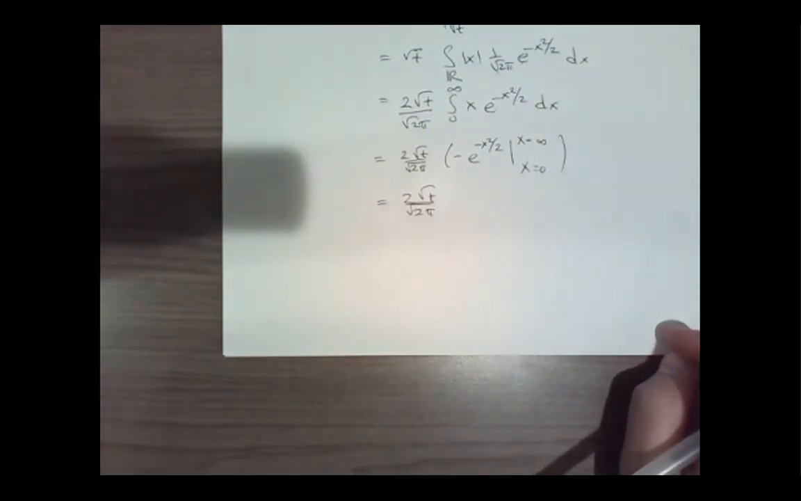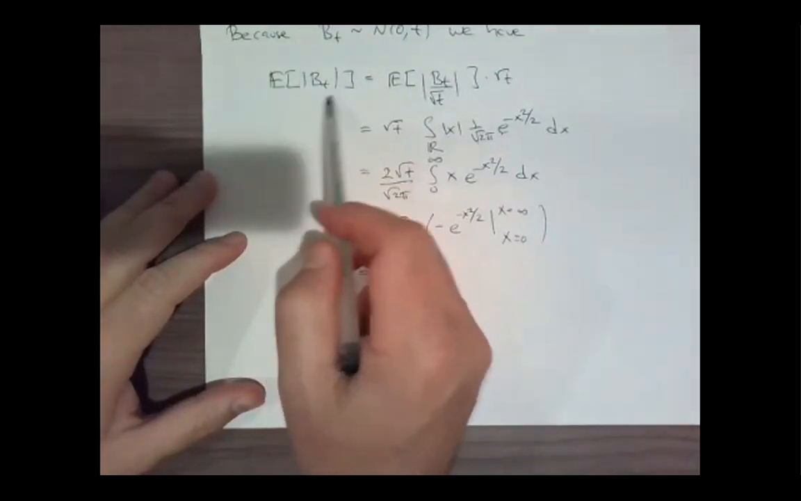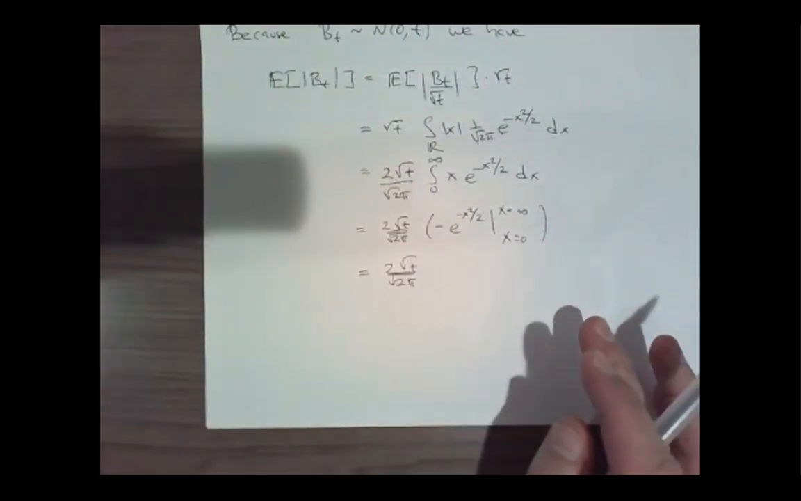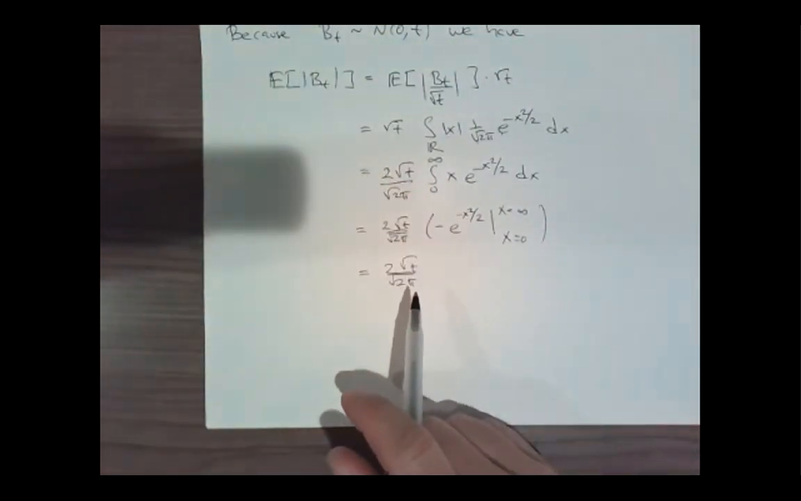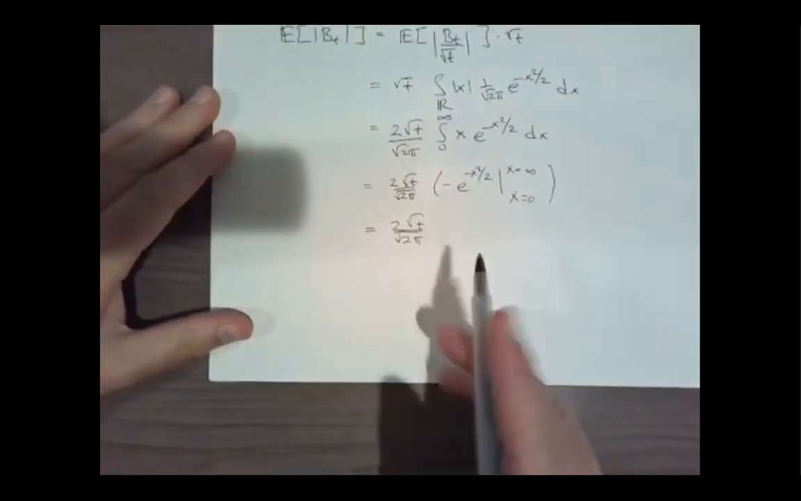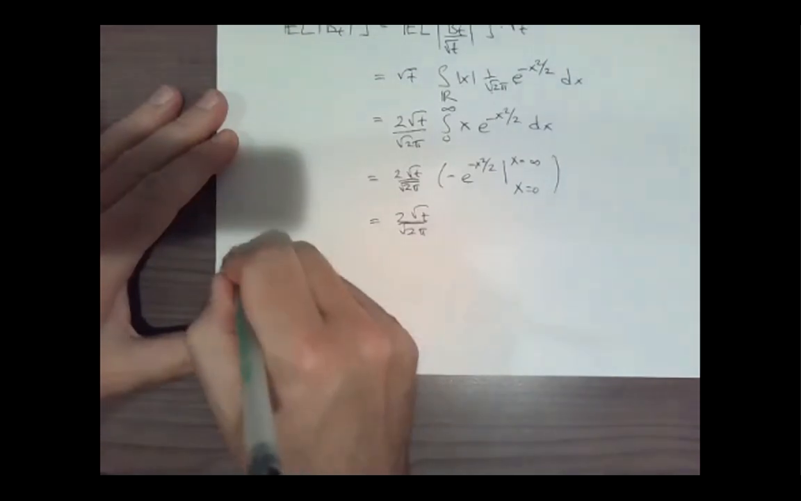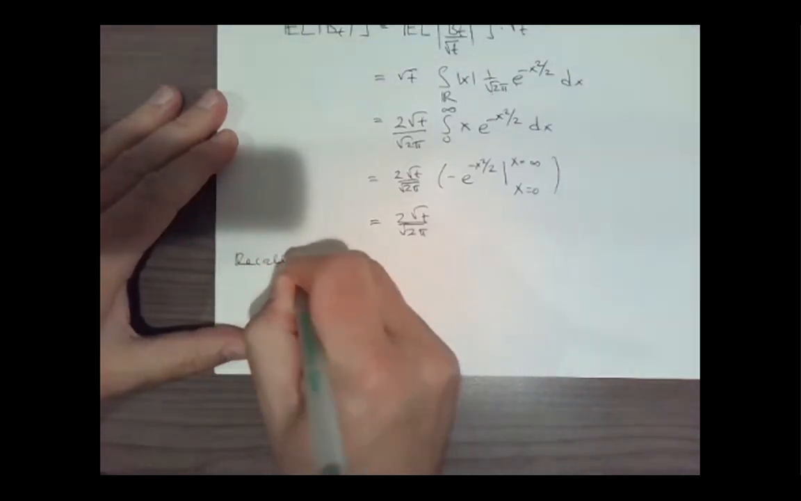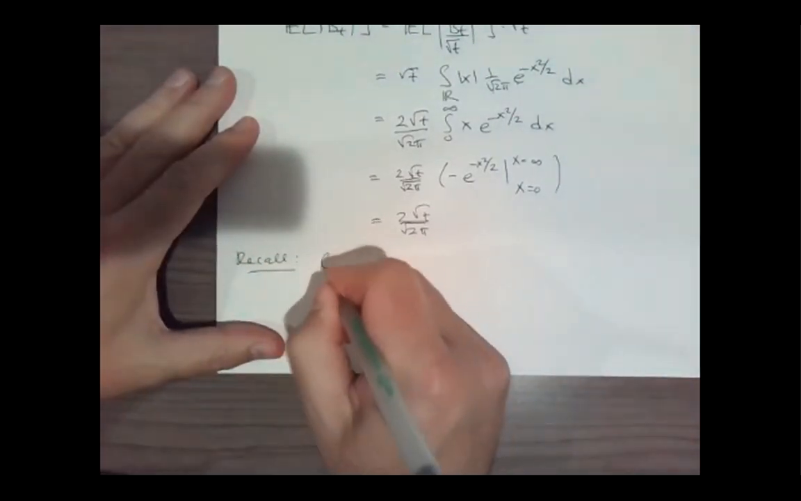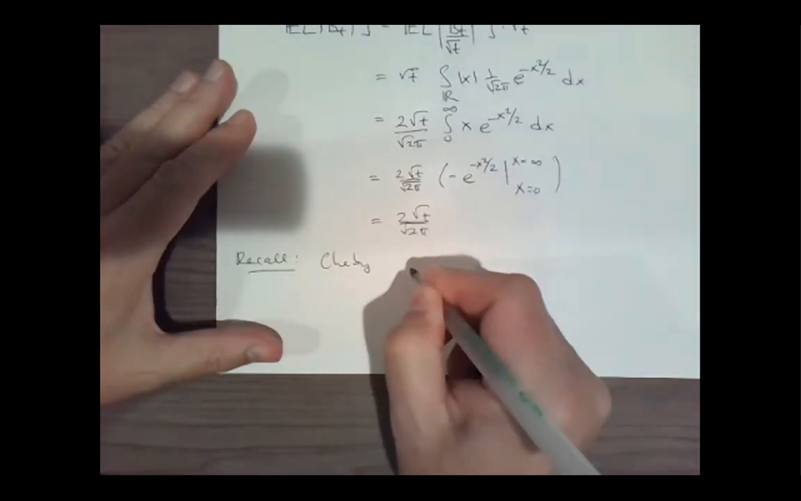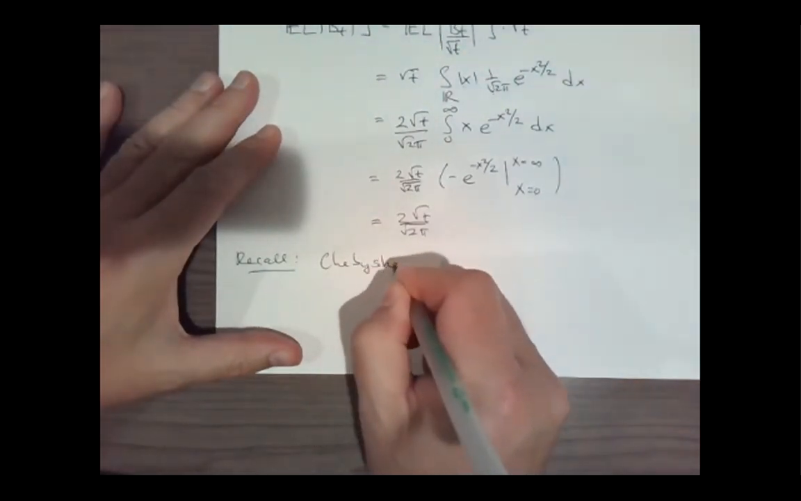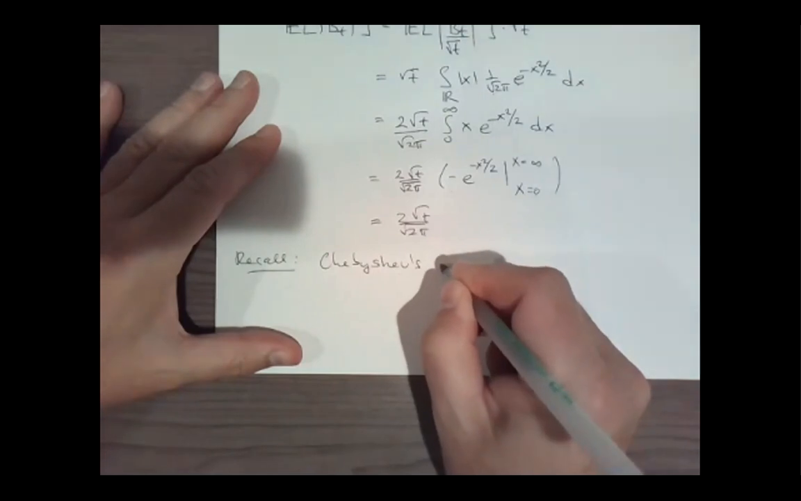So what does that tell me? Well, I want to see how Bt behaves as a function of t. So maybe I can just recall an inequality from probability called Chebyshev's inequality.